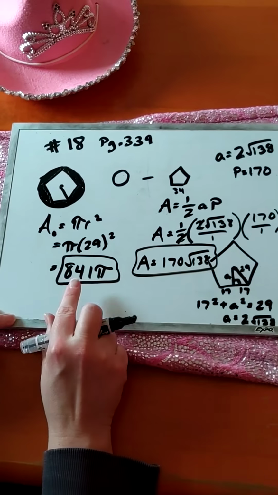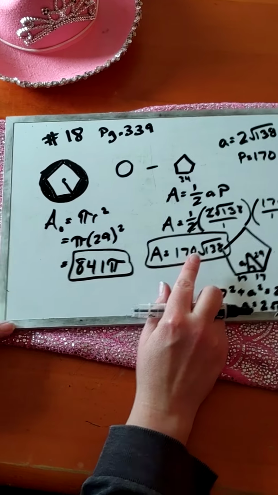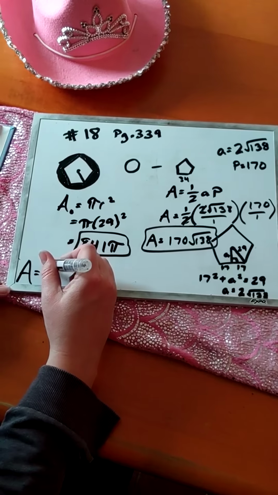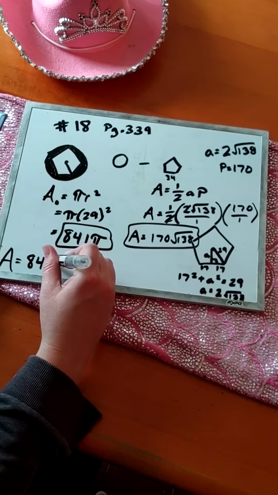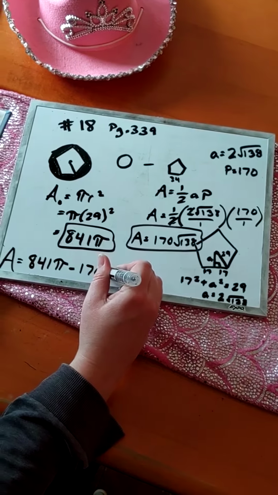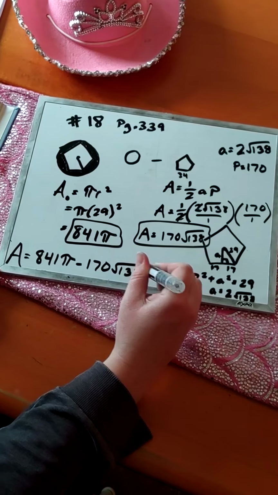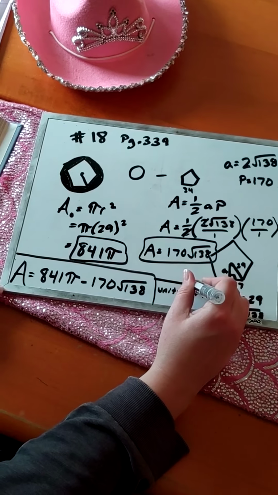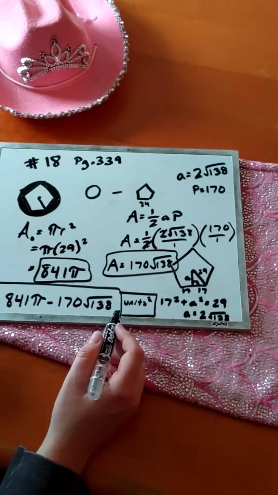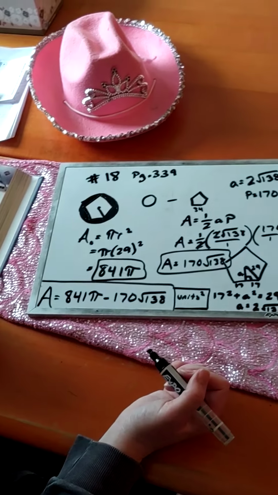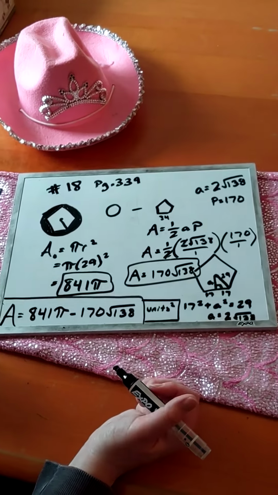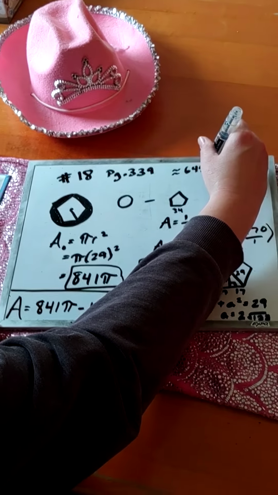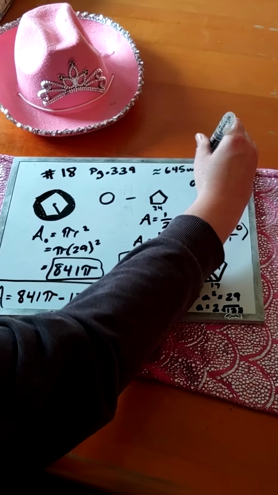Now that I have my area of my circle and my area of my pentagon, my final answer for my area is this minus this. So my final answer is 841 pi minus 170 radical 138, and I should definitely put units squared on my final answer. So this is my answer for this problem. If you type it in your calculator, you're going to get this to be about 645 units squared. So I'll put the estimated answer here too, about 645 units squared.